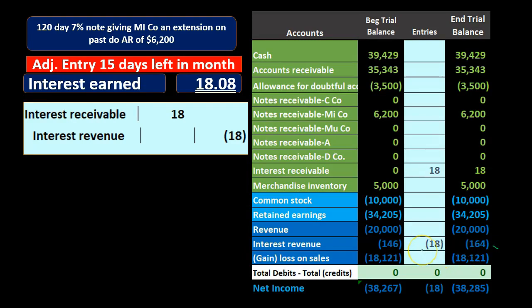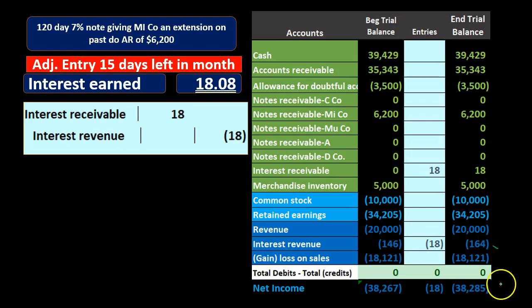And this may look immaterial right now. It's not very material, meaning it's not going to affect decision making too much in this example. But if there were a lot of notes receivables, or if the dollar amount was larger, this could be something that would affect decision making and be material to financial statements. So we're going to recognize the revenue that has been earned during that time period.